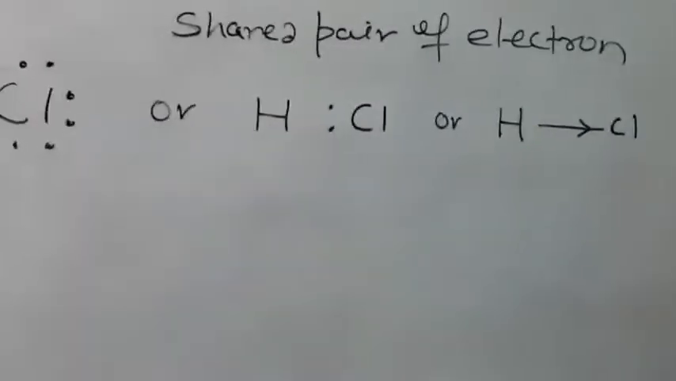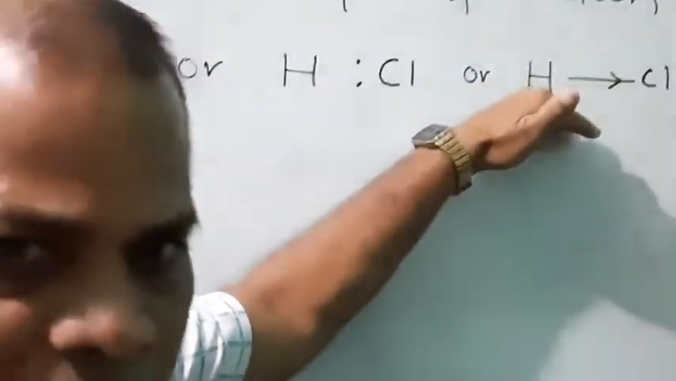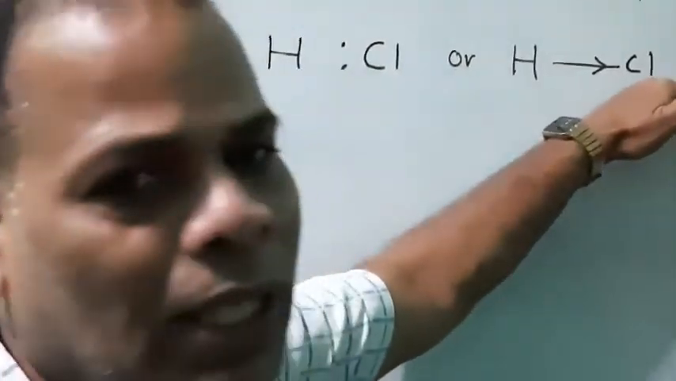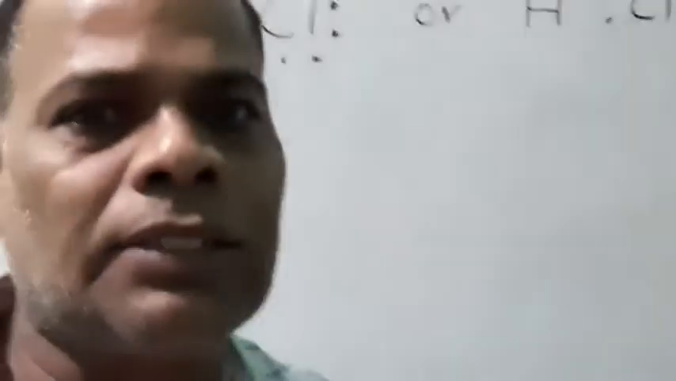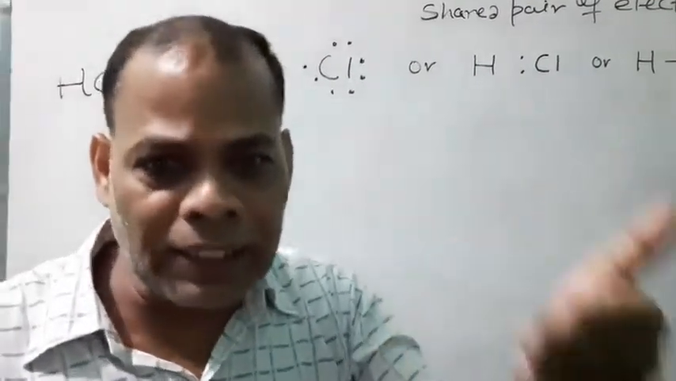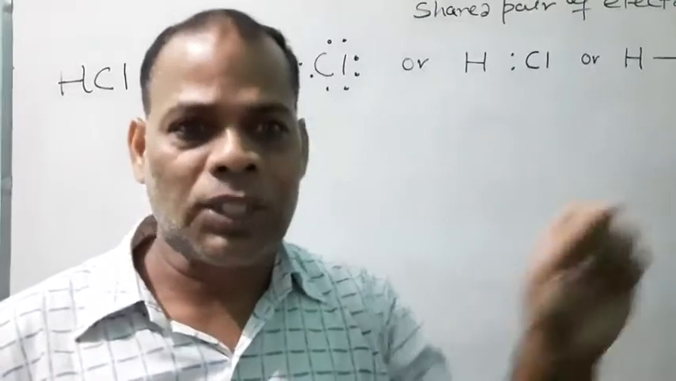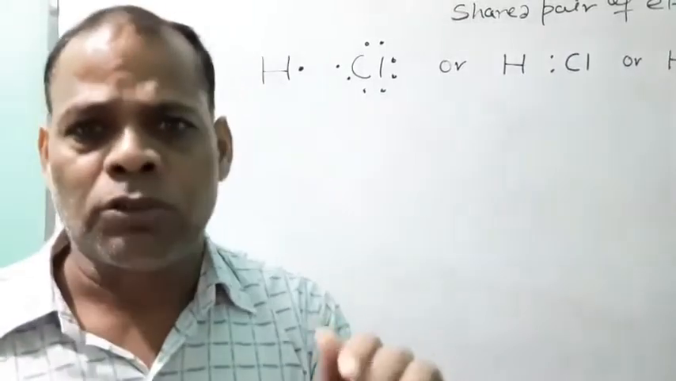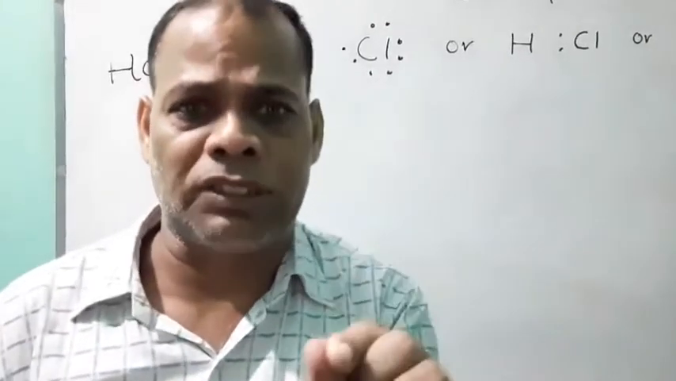So as a result, what happens? The electron density over the hydrogen becomes less, and over the chlorine atom becomes more. Now why does it happen? It is because the chlorine has more tendency or more love for electron. This tendency of an element, due to which it attracts the electron towards itself, is called electronegativity.